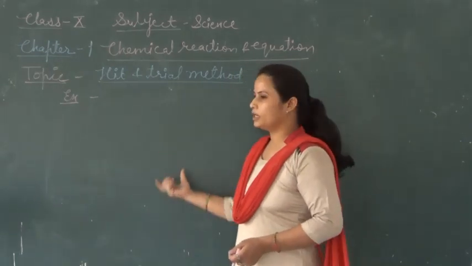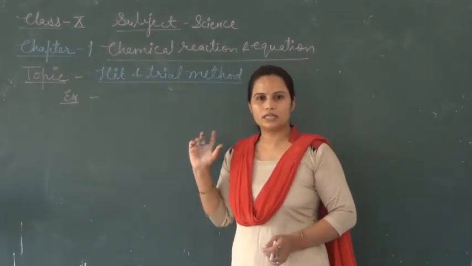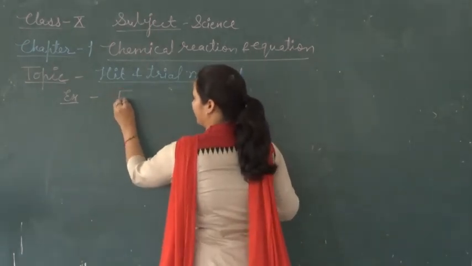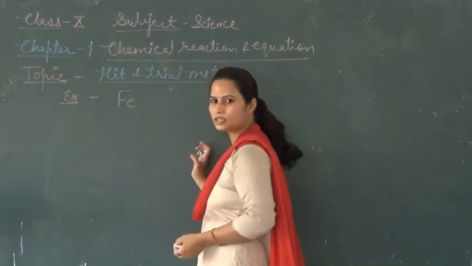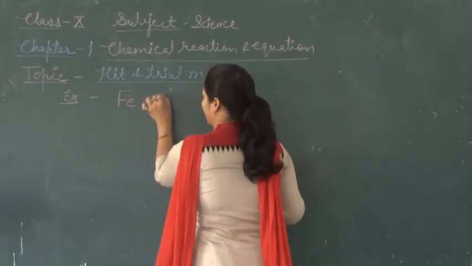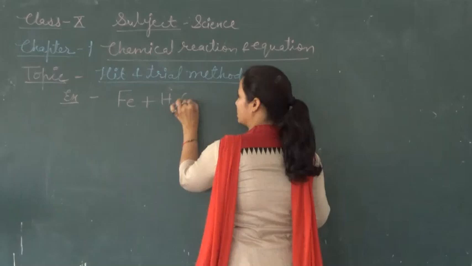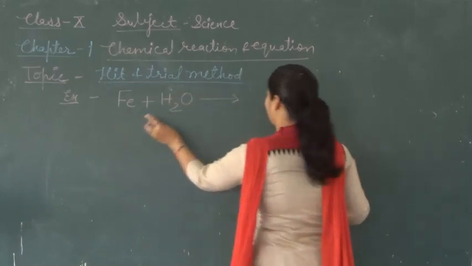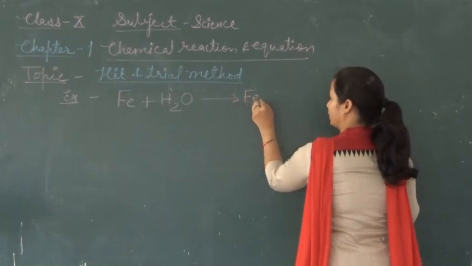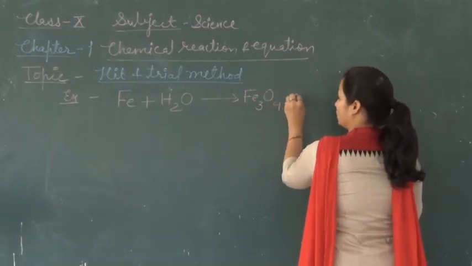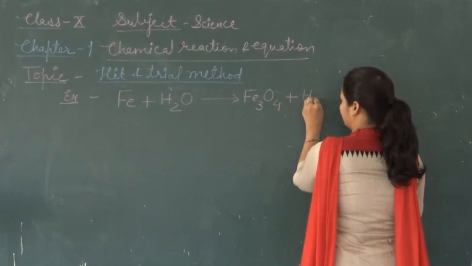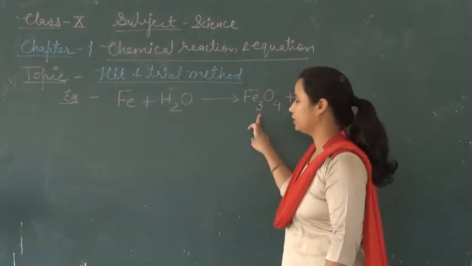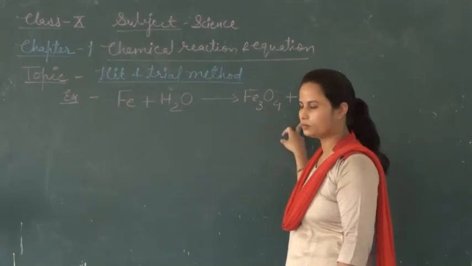Now what are the steps involved in balancing both the left hand side and the right hand side? Let us start with one example. Fe is iron, plus H2O is water. Both chemicals react and form Fe3O4 plus H2. Fe plus H2O will give Fe3O4 plus H2.